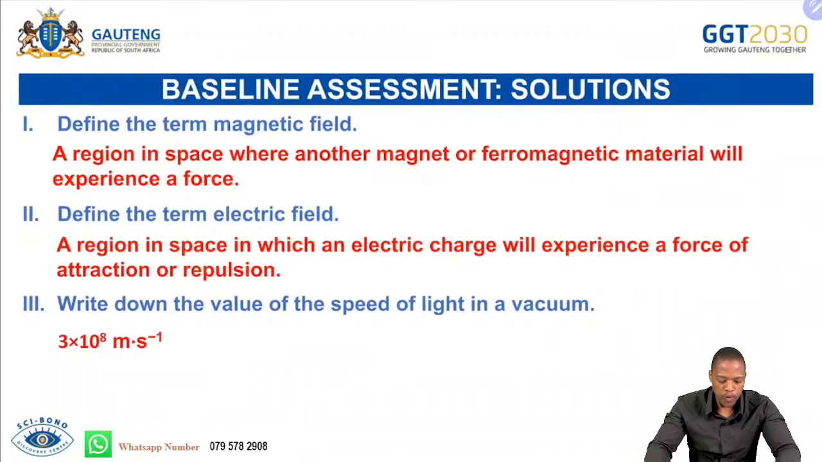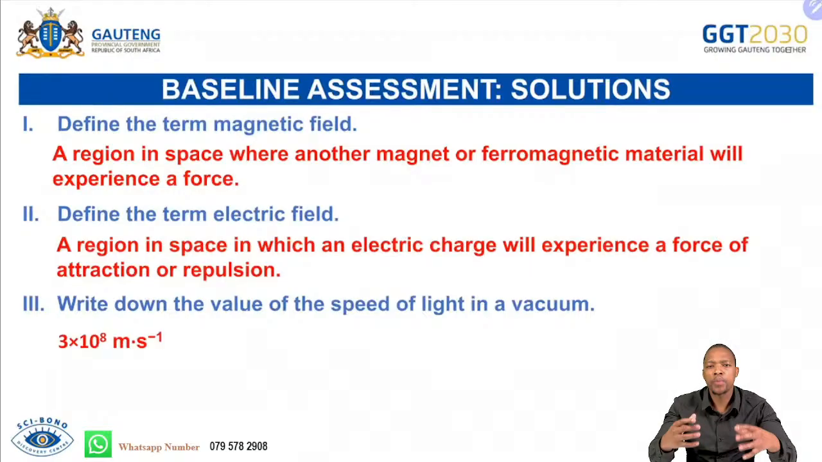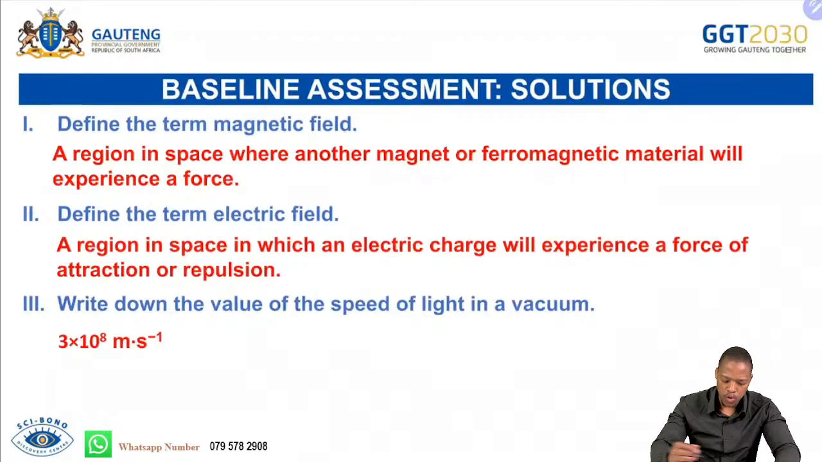Your answers should be as follows. If you are defining the term magnetic field, you would remember in grade 11 we said this is a region in space where another magnet or a ferromagnetic material will experience a force of attraction or repulsion. We define the term electric field similarly to the term magnetic field. It is also a region in space in which an electric charge will experience a force again of what? Of attraction or repulsion. So here it's a magnetic or ferromagnetic material. Here it is an electric charge that experiences a force of attraction or repulsion.